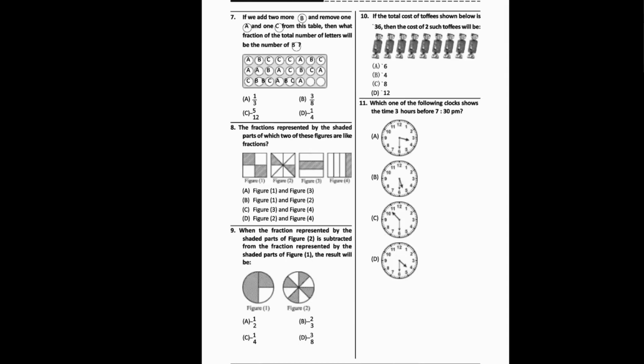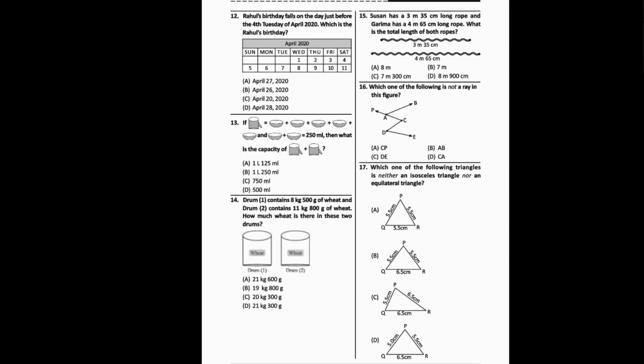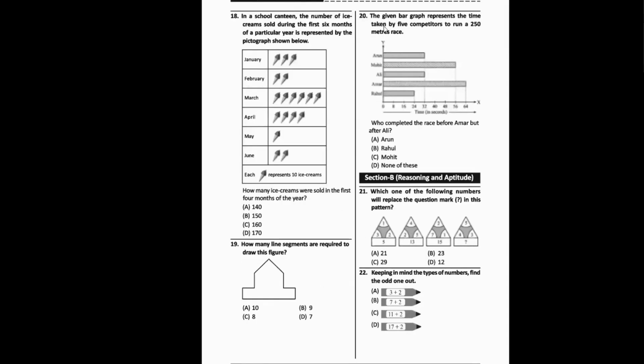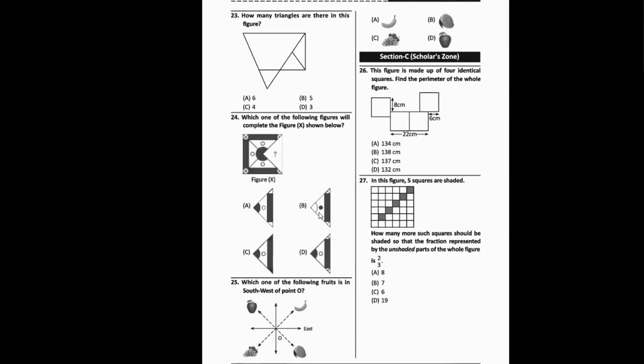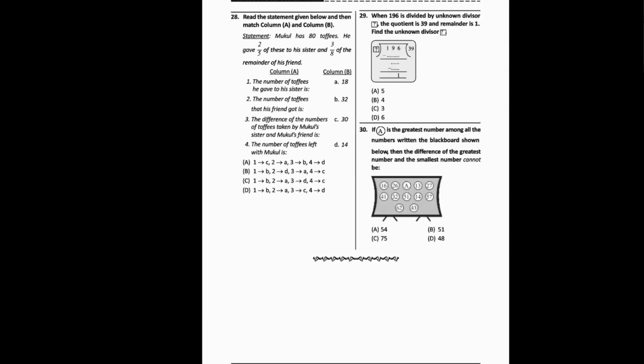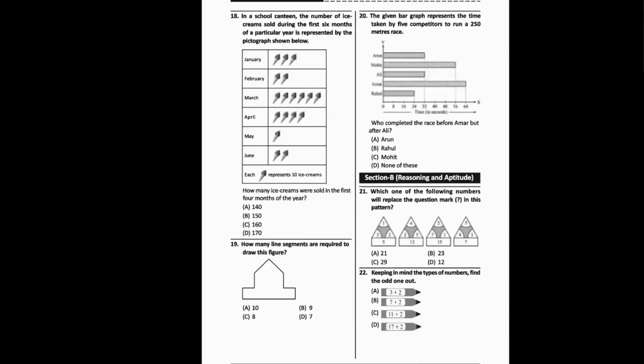It has some questions like this, as you can see, from everyday mathematics, till question number 20. After that, you have section B, which is from reasoning and aptitude, which basically involves logical reasoning. From this part, you have 5 questions, from 21 to 25. And the last is scholars zone, from where you have 5 more questions, from 26 to 30. So this is our paper having 30 questions, and we are going to discuss this today.